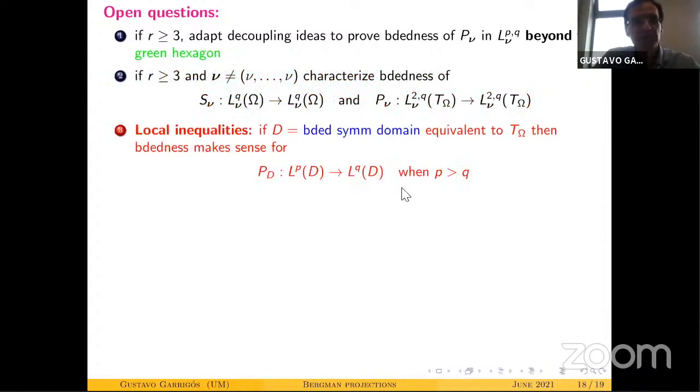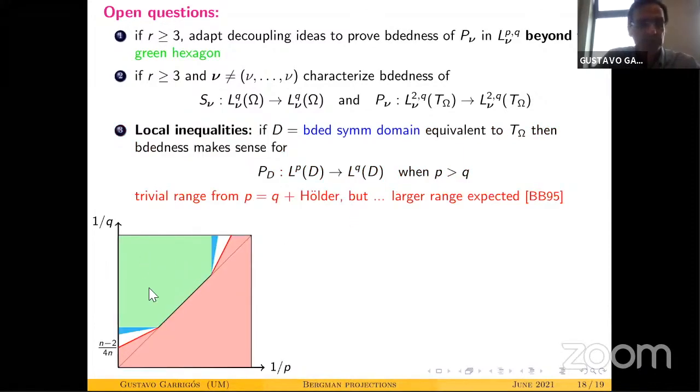And then there is a third problem which is open, and that is open even for light cones, which is the local inequalities. Suppose you are not in the tube domain, but you are in the bounded symmetric domain, which is equivalent to the tube domain. In that case, because this domain is bounded, not only does it make sense to look at L^p inequalities, but also L^p-L^q inequalities. And these inequalities can be true when p is larger than q. Simply by Hölder's inequality, if you have p-p, you automatically will have p-q for any q smaller than p. You can go up to L^1 if you want.